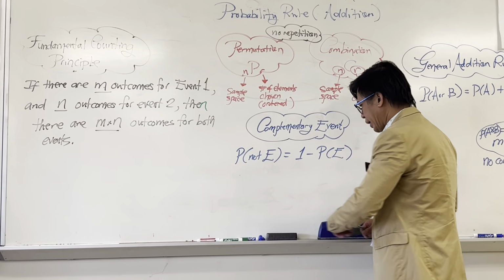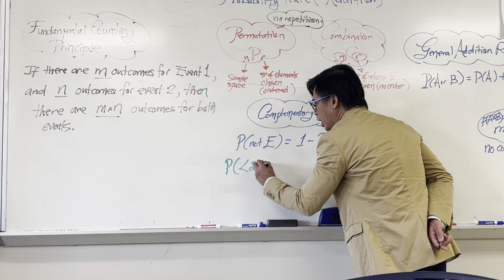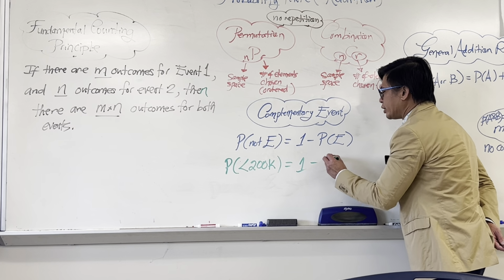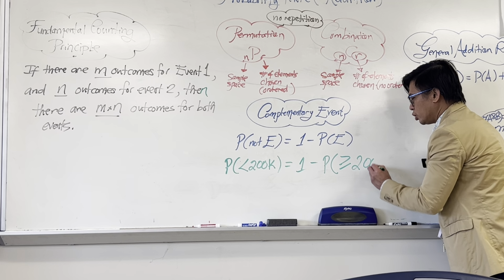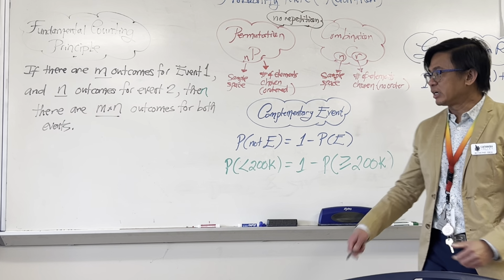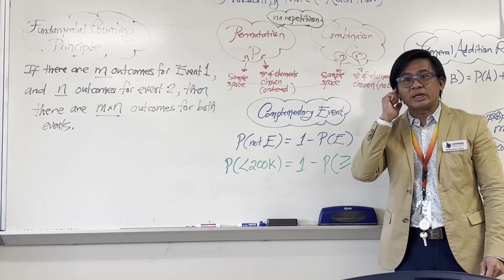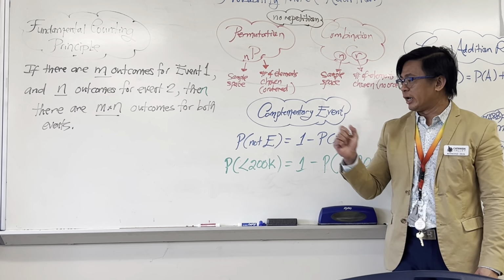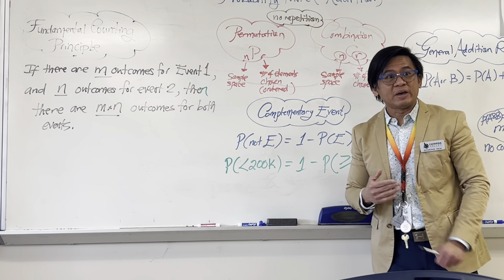Why? Well, the probability of less than 200,000 is actually equal to 1 minus the probability that it is greater than or equal to 200,000. If you get what I mean, guys? Okay, once again, since we already know that the probability that the household income is greater than or equal to 200,000 is 0.069, then the less than 200,000 is the complementary event for that, right?